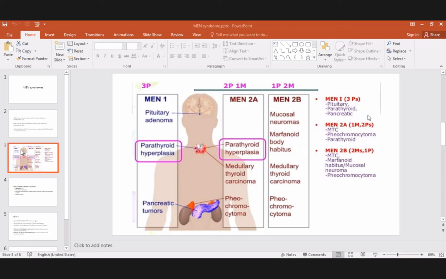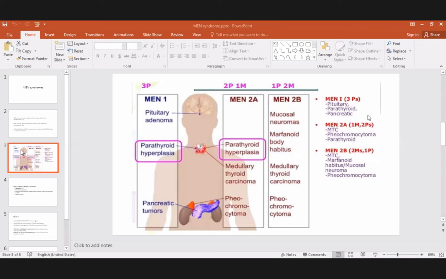In MEN 2, there will be pheochromocytoma and there will be medullary thyroid carcinoma. If the parathyroid is involved, it's called MEN 2A syndrome. If instead of parathyroid we have neuromas in the oral cavity, mucosal neuromas, or the patient has Marfanoid body habitus. Marfanoid body habitus means like Marfan syndrome.